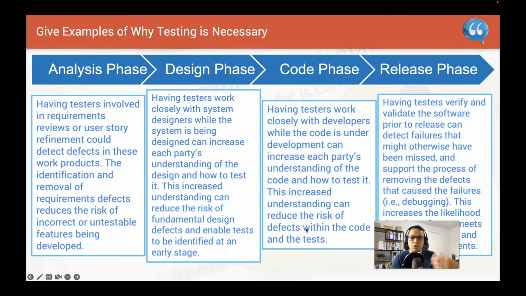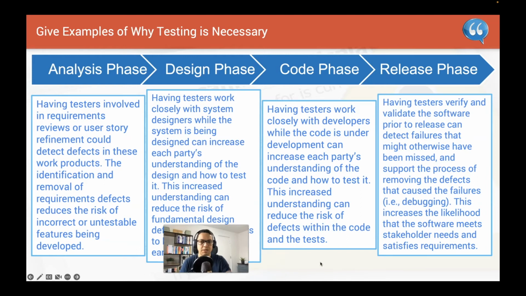At the design phase as well, it's good to have testers involved, because while the system is being designed and discussed, testers can help by thinking about how they are going to test it, and can help understand and reduce risk before things are actually designed. Again, asking questions, being curious and intrigued about what is being designed. In the code phase, having testers working close with developers while the code is under development can increase each other's understanding of the code and how to test it.